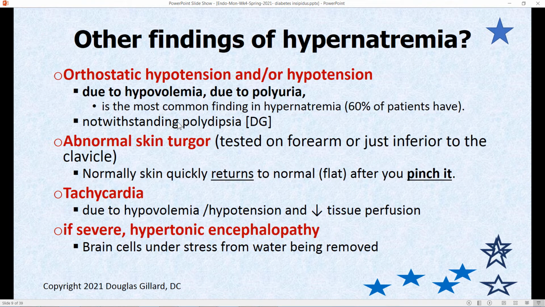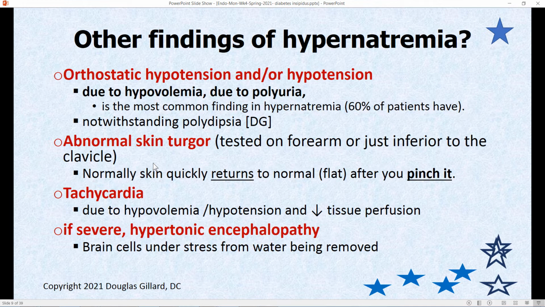I'll stay on point. Abnormal skin turgor. That's if you pinch the skin on the back of your forearm or right under the collar. Everybody take your skin under your collar right now, under your clavicle, inferior to that, and just pinch it. I'll even do it. Pinch your skin, give yourself a pinch, and see the skin snaps right back. People who have low blood pressure and are hypernatremic, that skin will stay bunched up. That's another way they check for dehydration, right? So skin turgor is messed up.